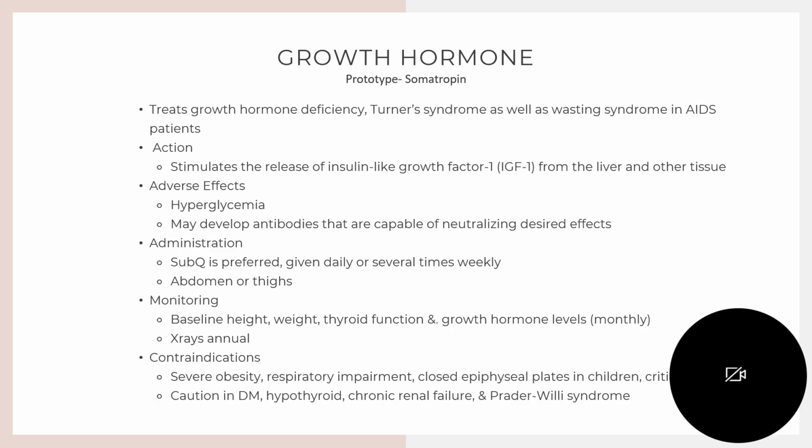I wouldn't want to give this in severe obesity. If somebody has respiratory impairment, use cautiously in people who have diabetes, hypothyroid, renal failure, or Prader-Willi syndrome. So that syndrome is a chromosome disorder that causes stunted growth. And so they will administer this to help them grow because their growth is stunted, but the problem isn't growth hormone. So I want to not give them too much.